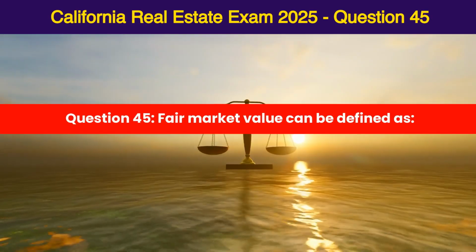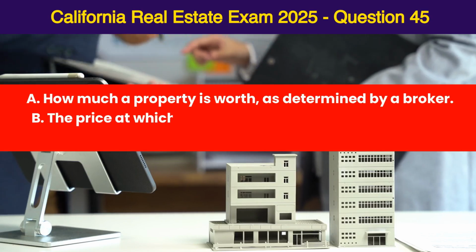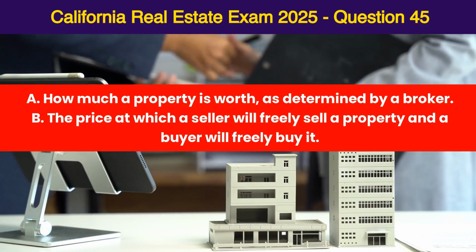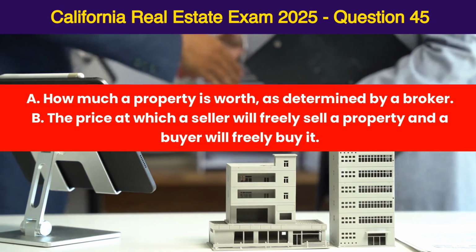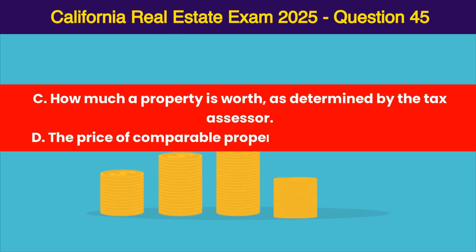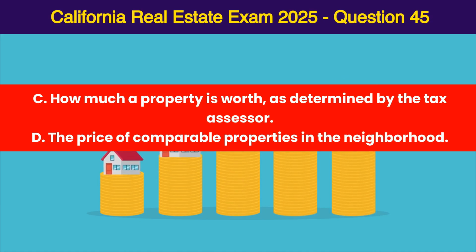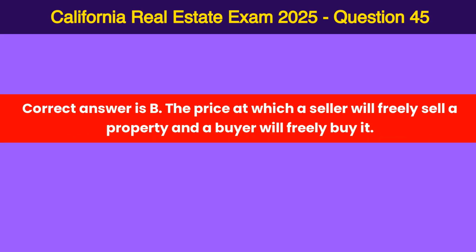Question 45. Fair market value can be defined as A. How much a property is worth, as determined by a broker. B. The price at which a seller will freely sell a property and a buyer will freely buy it. C. How much a property is worth, as determined by the tax assessor. D. The price of comparable properties in the neighborhood. Correct answer is B. The price at which a seller will freely sell a property and a buyer will freely buy it.